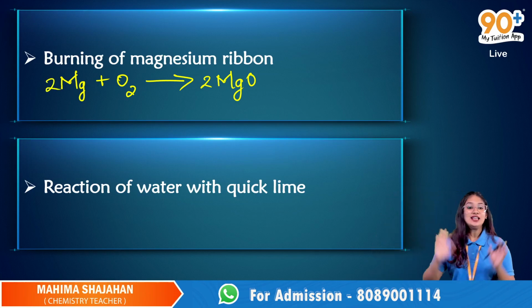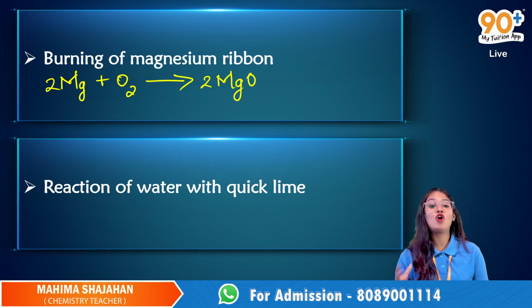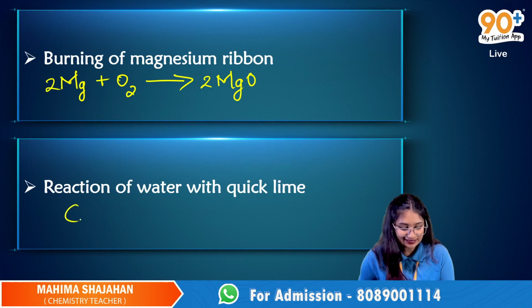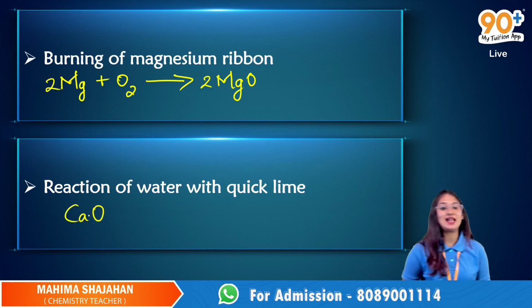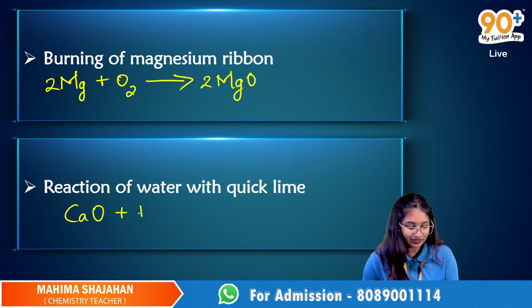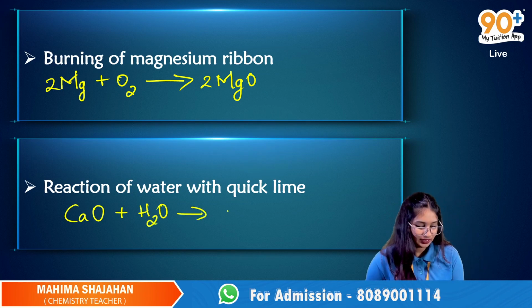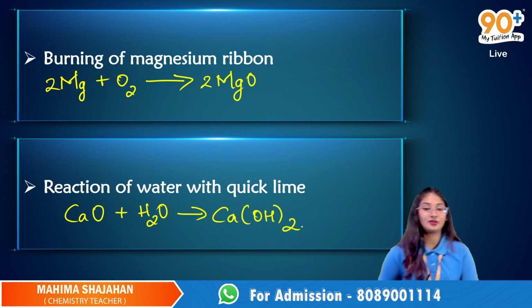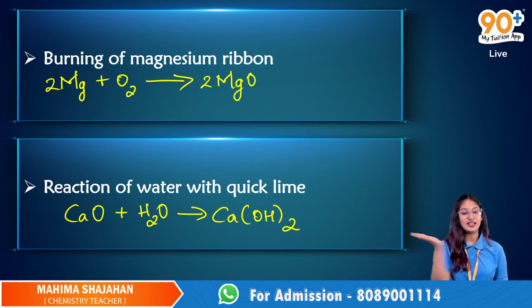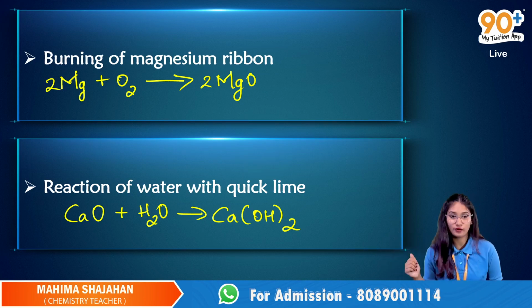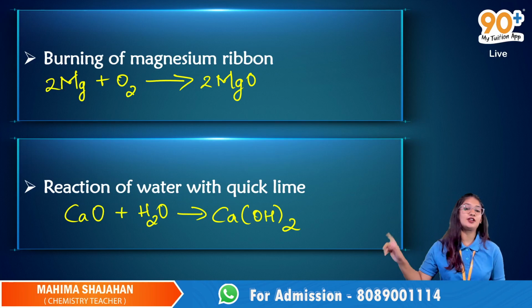Alright, yeah. The next one is reaction of water with quicklime. And the quicklime is calcium oxide. Okay, calcium oxide is reacting with water to form calcium hydroxide. Okay, calcium hydroxide. This is what we call slaked lime. Now this reaction is used for whitewashing of walls. They use this reaction to whitewash walls.